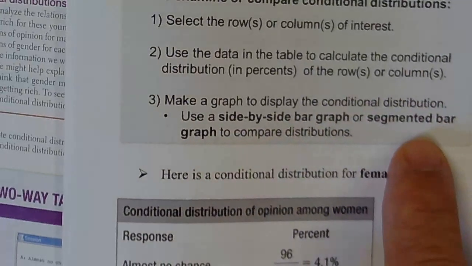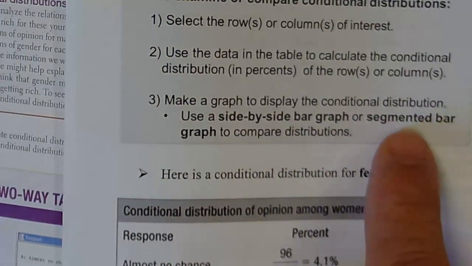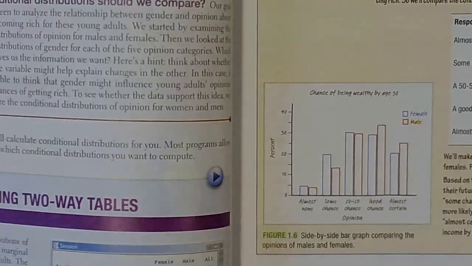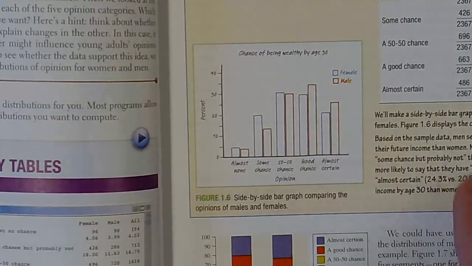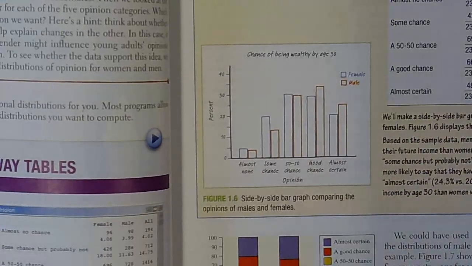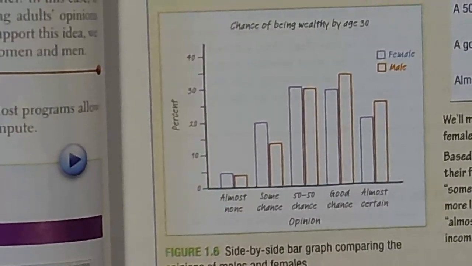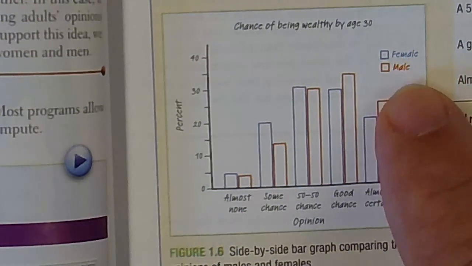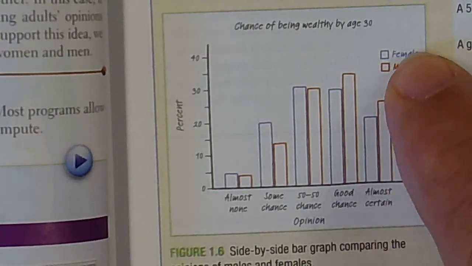These get a little more complicated to create, but they're easy to read. Let me show you a segmented bar graph. It's right here on page 17 in the book. They took these percentages. Let's look at the side-by-side bar graph first, and it's very easy to make comparisons. They made a little key. The red is the male and the blue is the female.